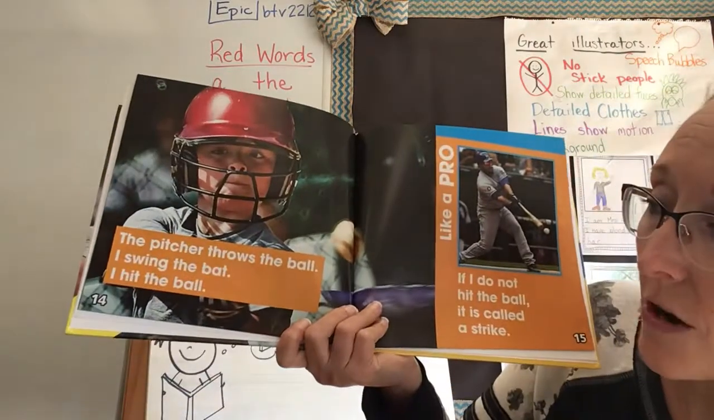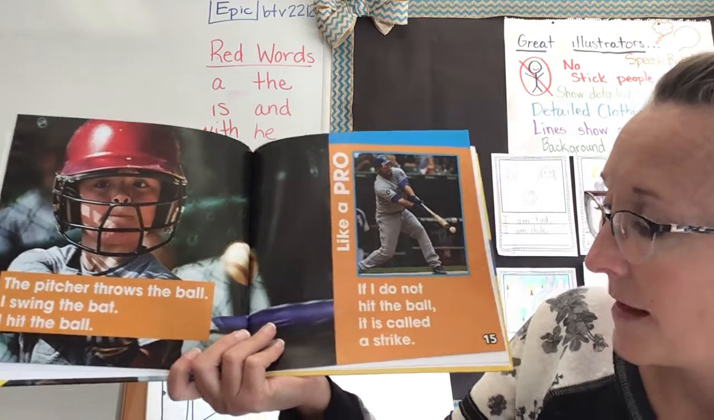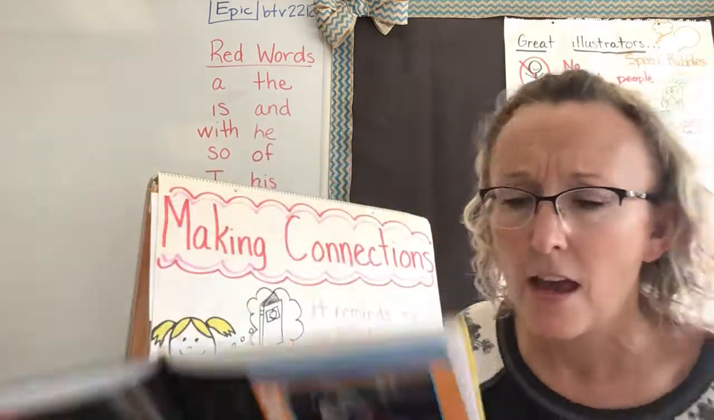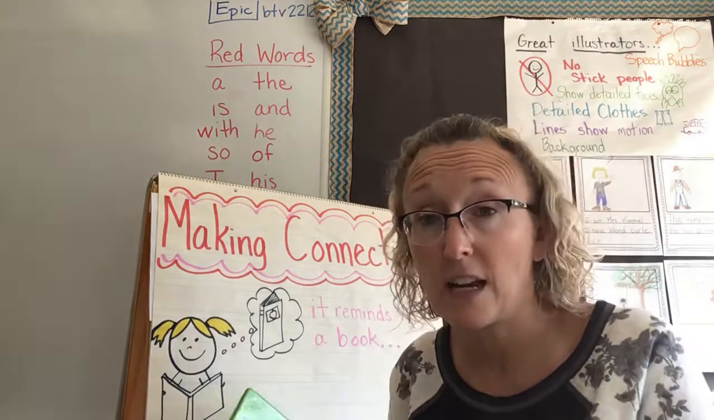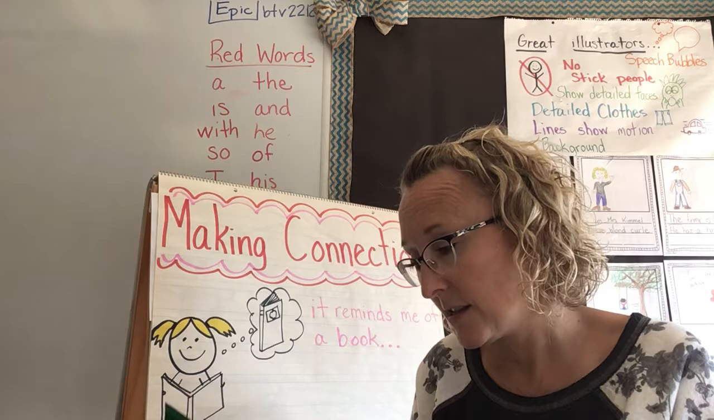The pitcher throws the ball. I swing the bat. I hit the ball. If I do not hit the ball, it is called a strike. Now, I do remember in this one, they were talking about the pitcher and they were talking about strikes. Let's see if we can find that.